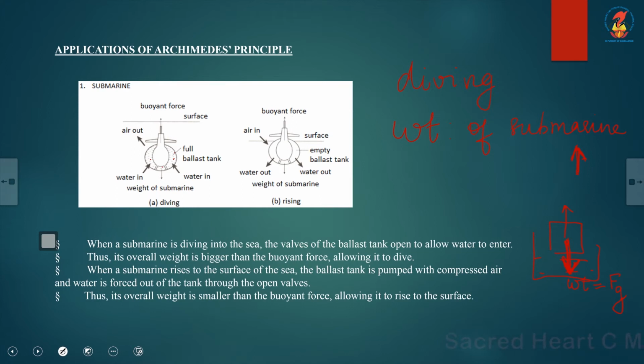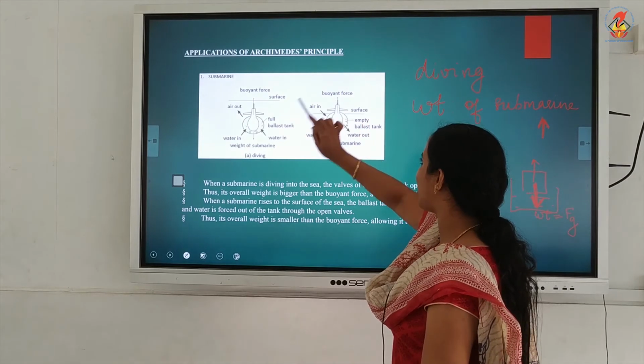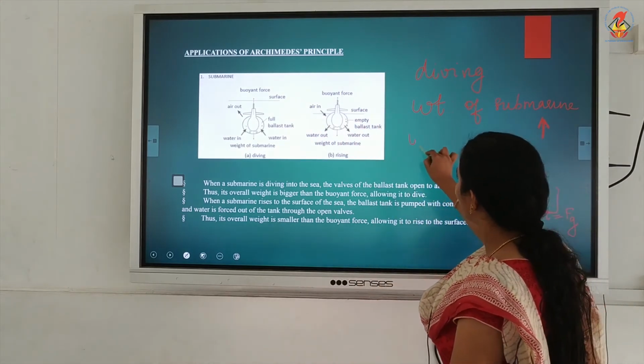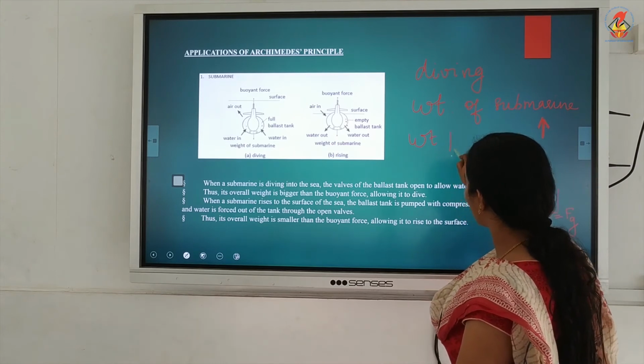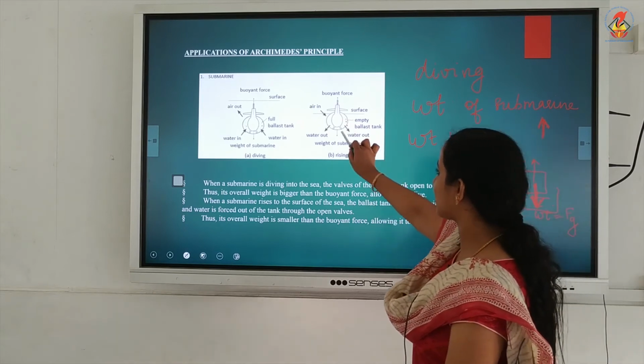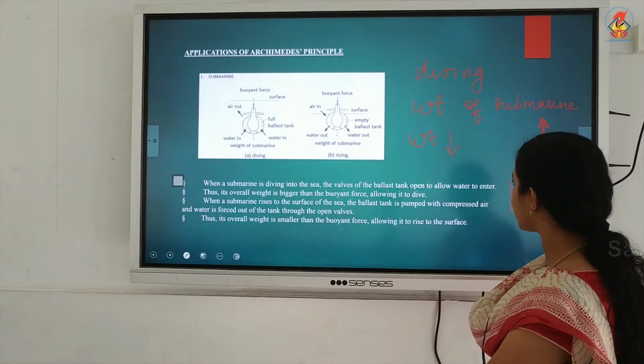Now, when the submarine rises to the surface of the sea, the tank is pumped with compressed air, so that the water is forced out of the tank through the valves. The valves will be opened and the water will be forced out of the tank. So here, the weight of the submarine will get decreased.